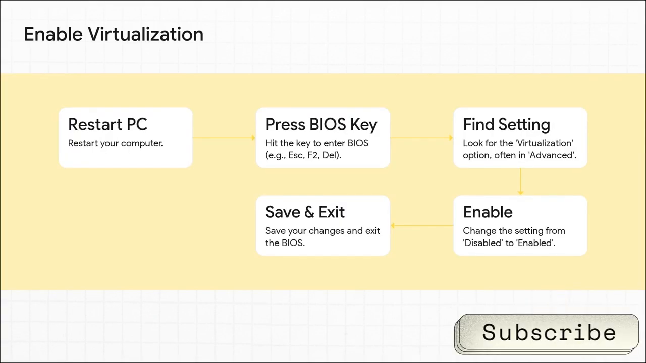First, restart your PC. Now, as it's booting up, and you gotta be quick, you need to press a specific key to get into the BIOS. It's usually Escape, F2, or the Delete key. You can watch the screen for a little message like press F2 to enter setup, or just do a quick online search for your PC's model plus the words BIOS key. Once you're in, look around for a tab that says something like Advanced. Find that virtualization setting, switch it from disabled to enabled, and then make sure you save and exit. Your PC will restart, and you'll be ready to roll.